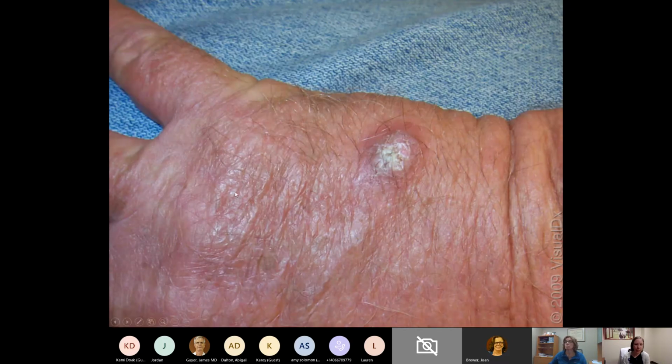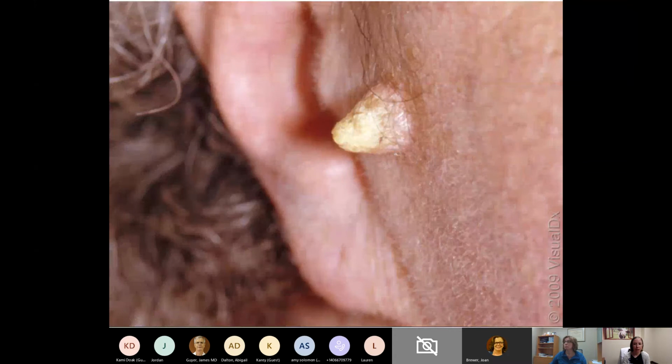And then here we see an older hand, and again, sort of this crusty, scaly, raised spots that would warrant more evaluation. And this is one of my favorites. So this is a cutaneous horn. I don't know if anyone's seen one before. Sometimes people walk in with them, but they're literally a horn that sticks out from underneath the skin.